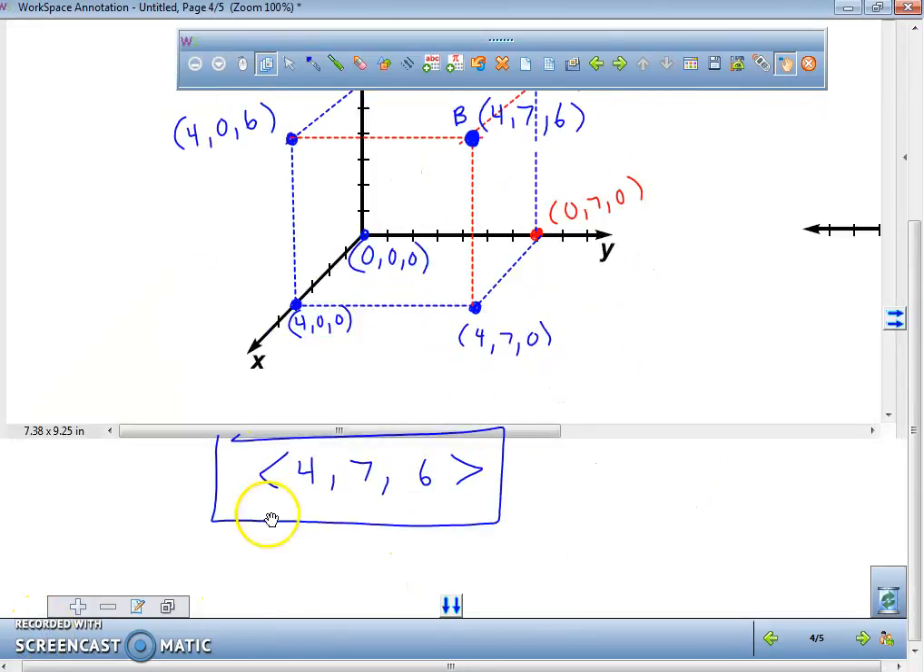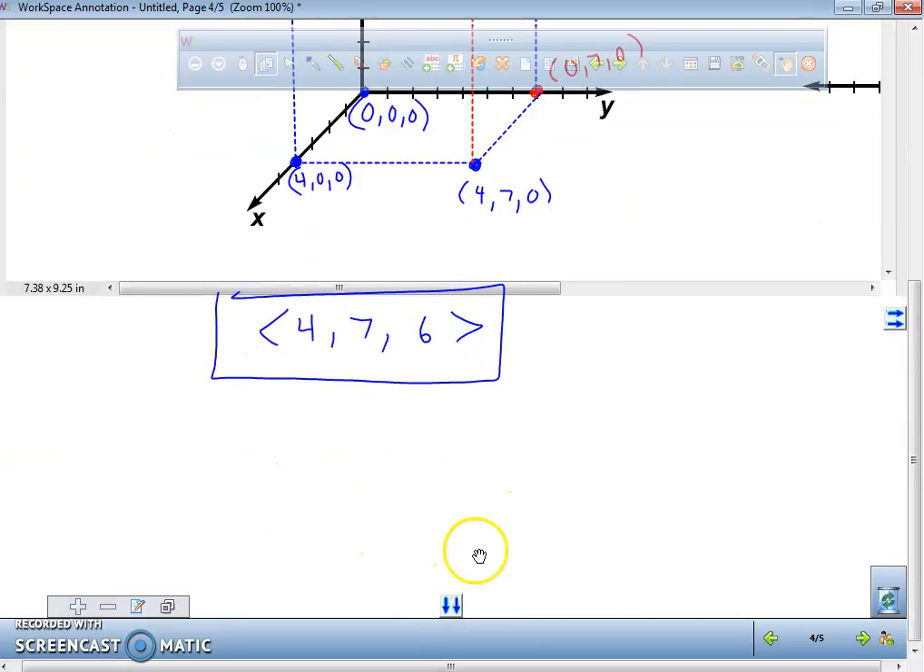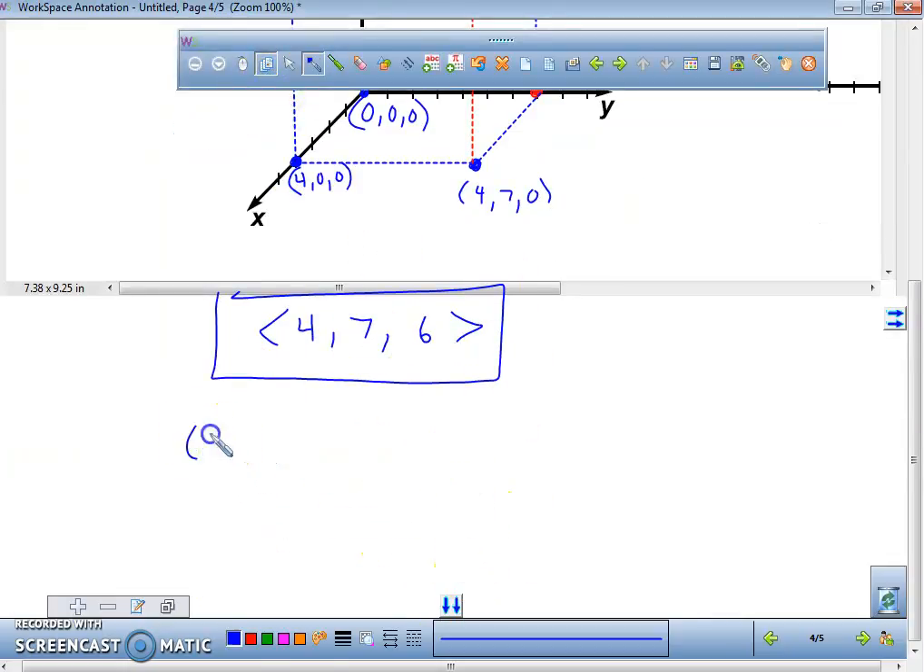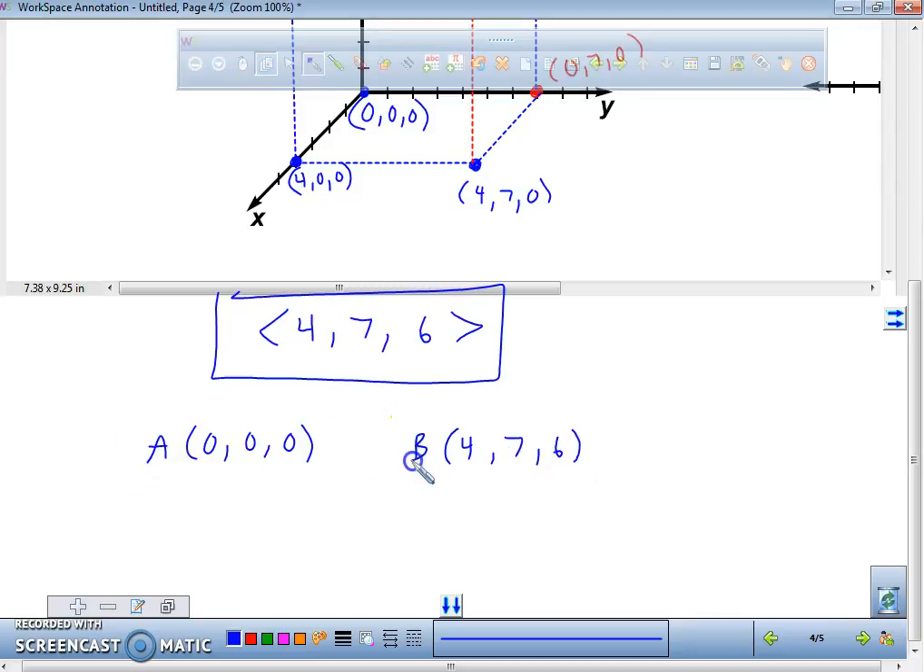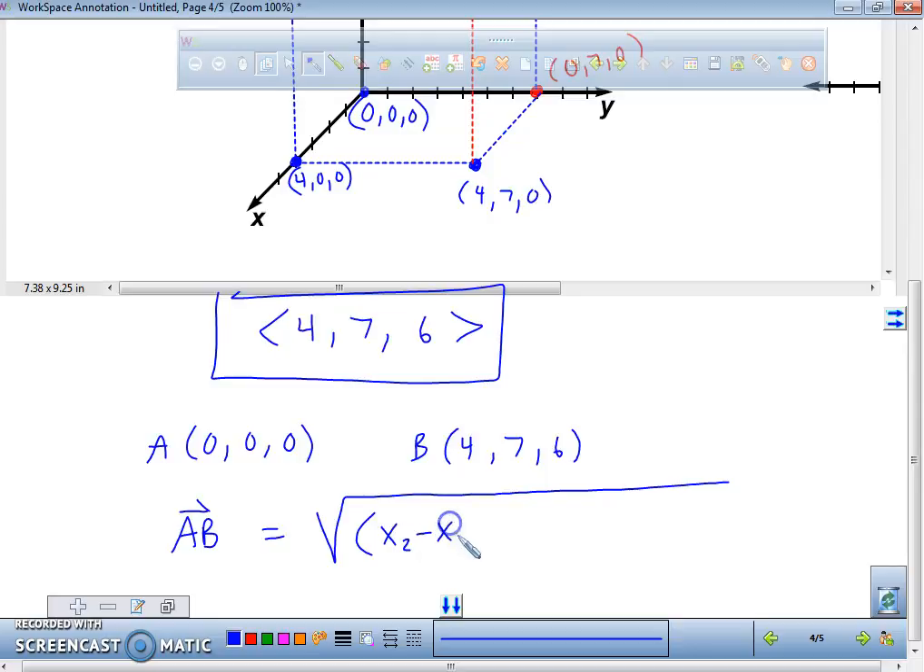The next thing we're going to do is we're going to find the magnitude of this. Alright? Now, I want you guys to understand, we started at 0, 0, 0, and we ended up at 4, 7, 6. So think of this as A and think of this as B. If you have to find vector AB in 3 dimensions, you're going to have to use this formula. You're going to have to take your x-coordinate and take away your other x-coordinate. So we're going to call this one x1. We'll call this one x2. Same thing that we're doing.